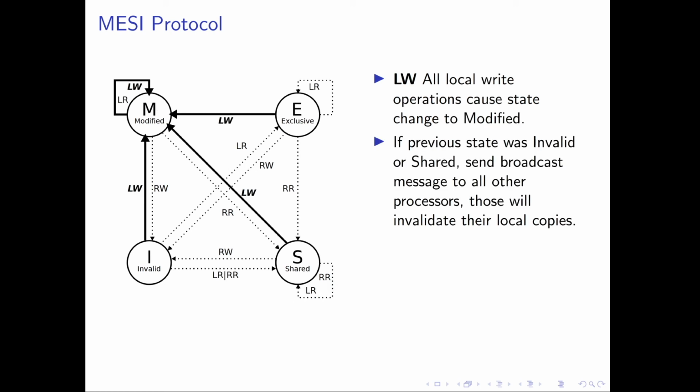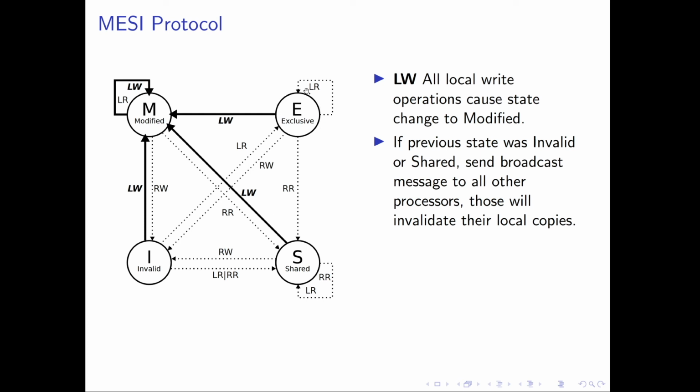And then we have local writes. Local writes cause the state to transition to modified. And only if before we were in the invalid state or in the shared state, so we are in a potentially shared state, or we know that we are in a shared state, we send a broadcast message to all the other processors, and those will invalidate their copy because now we locally modified it.